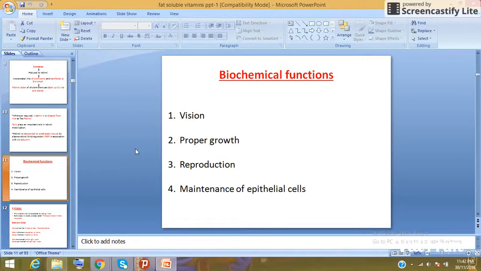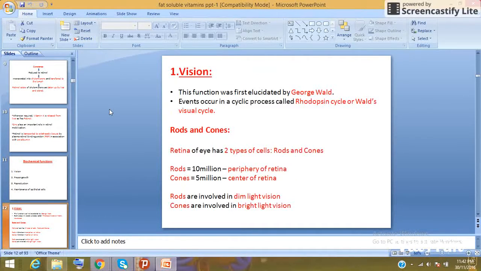Functions, biochemical functions. Vitamin A is mainly responsible for vision and proper growth. It helps in development of gonads, so it is directly proportional to the functioning of the reproductive system. It also helps in maintenance of epithelial cells and skin. Vision. The function was first calculated by Mr. George Wald, so it is called the George Wald cycle. Rods and cones.